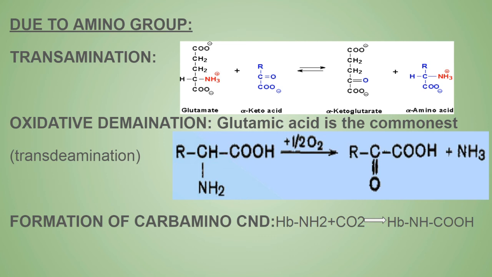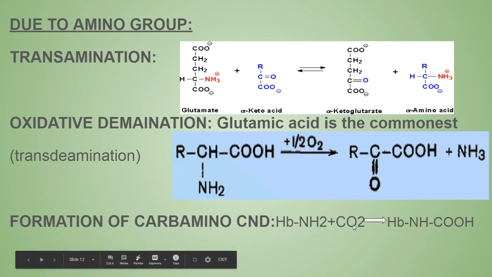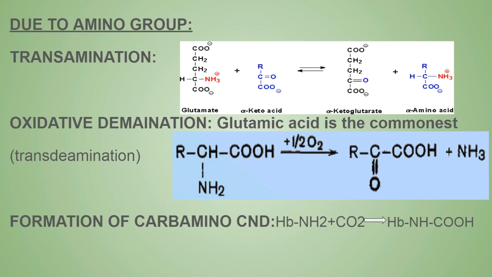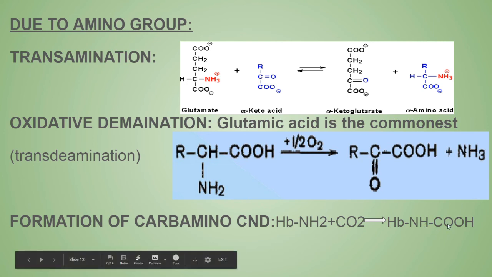Now the formation of carbamino compound mainly occurs in our body when we need to transport carbon dioxide. Carbon dioxide adds to the alpha amino group. This is the alpha amino group, so carbon dioxide is added to form the carbamino compound. The reaction mainly occurs at alkaline pH and serves as a mechanism for transport of carbon dioxide from the tissues to the lungs by hemoglobin. This is carbamino hemoglobin.